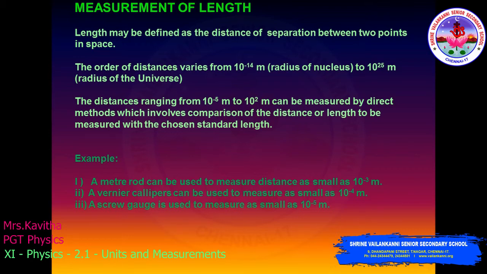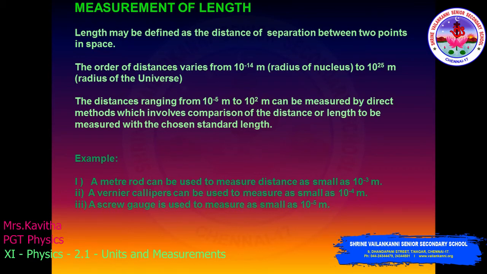So the distances ranging from 10 power minus 5 meter to 10 power 2 meter can be measured by the direct method, which involves comparison of the distance or length to be measured with a chosen standard length. See some examples which they have given.